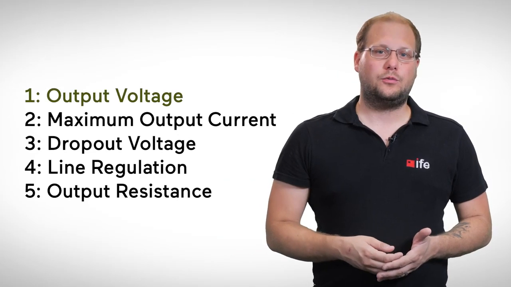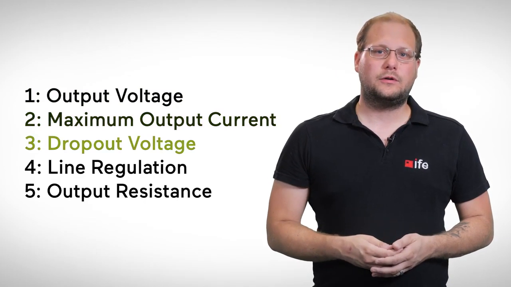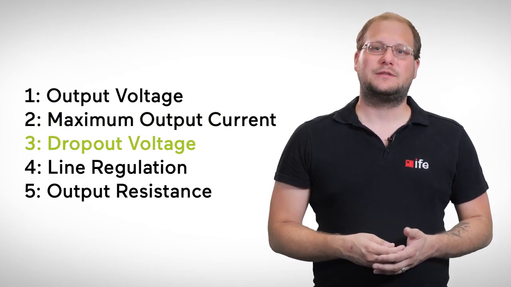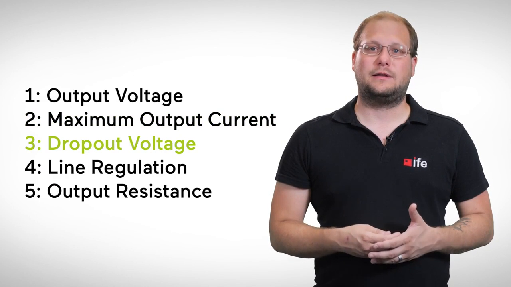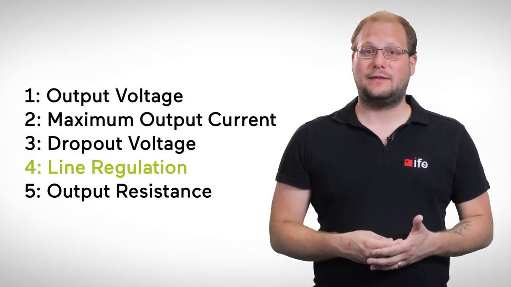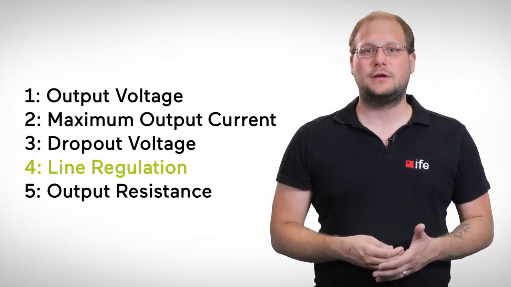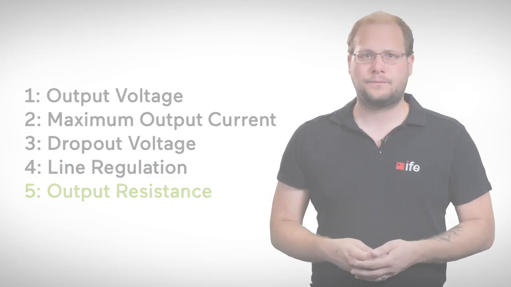Regardless of our choice of regulator, a few parameters are important. They can be used to measure the quality of different regulators. Those parameters are output voltage, maximum output current, dropout voltage, which is the voltage that must be supplied to the regulator above its rated output voltage, line regulation, which is the ability to maintain a constant output voltage despite changes to the input voltage, and output resistance.